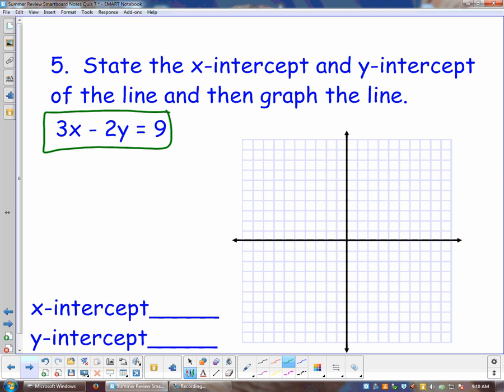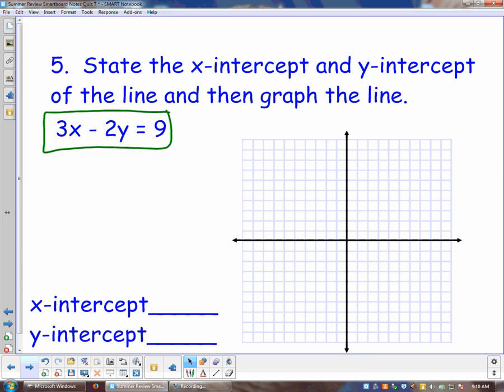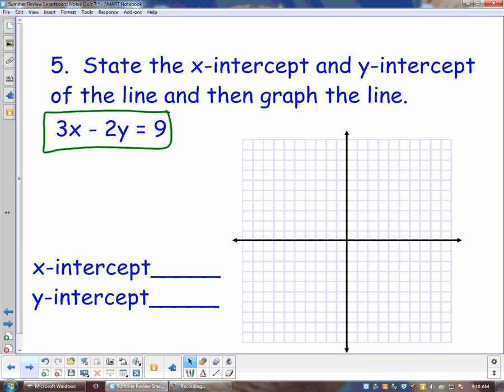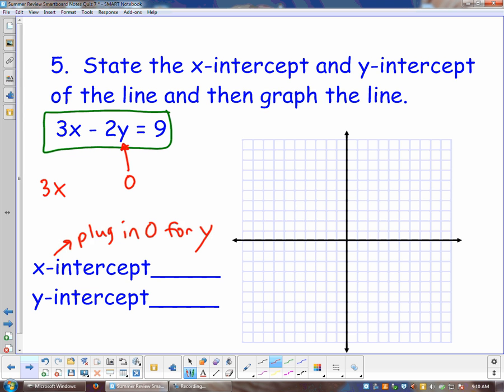So if it's 3x minus 2y equals 9, and we're trying to find the x-intercept and the y-intercept, to find the x-intercept, you plug in 0 for y. So if I plug in 0 here, I would get 3x minus 2 times 0 equals 9, which means 3x equals 9, which means x is equal to 3. So my x-intercept is 3.